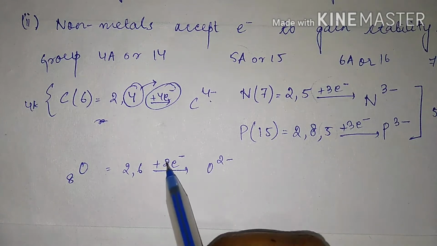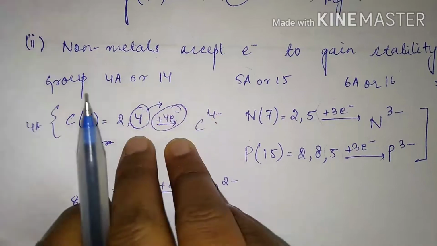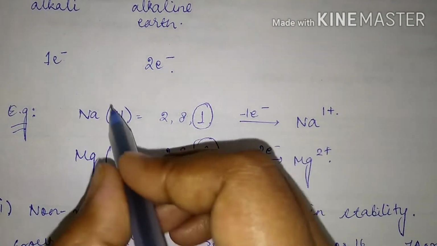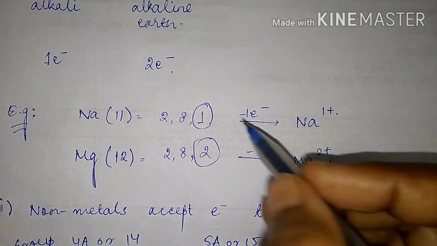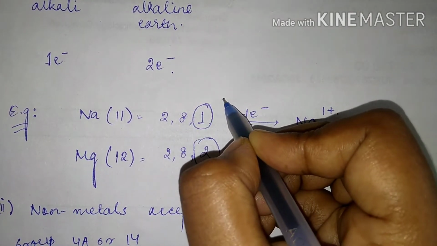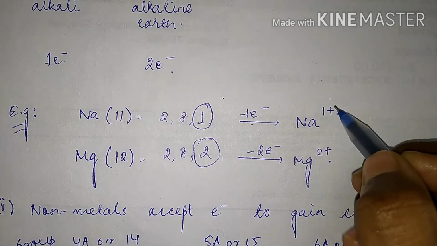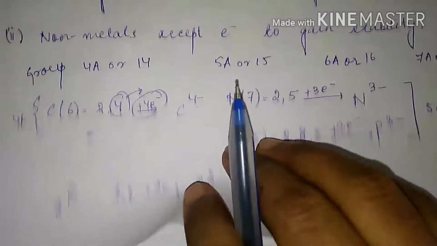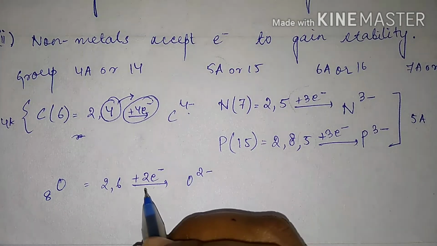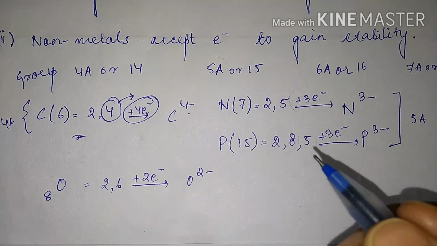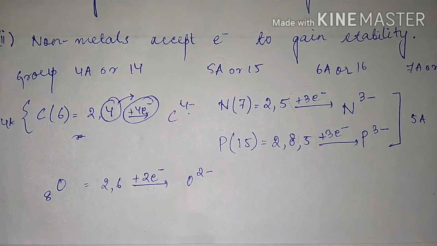So we see here that whenever electrons are getting added, the charge becomes negative. In the case of metals, as the metals lost electrons, the charge became positive because the number of electrons decreased and the number of protons remained the same. So the charge became plus. But in the case of non-metals, the number of protons remained the same, but the number of electrons kept on increasing. As the charge of an electron is negative, the negative sign is used.